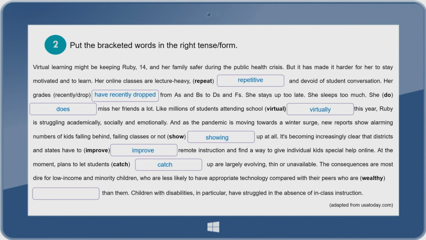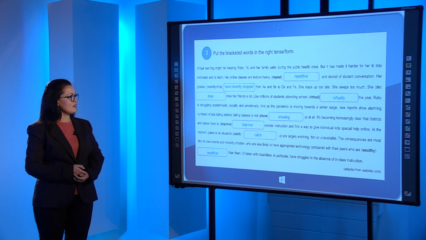The consequences are most dire for low-income and minority children who are less likely to have appropriate technology compared with their peers who are wealthy. Wealthy, and then after the blank we have than. Again, we need the comparative form. So, we turn the y into an i and we add er, who are wealthier than them. Children with disabilities in particular have struggled in the absence of in-class instruction.